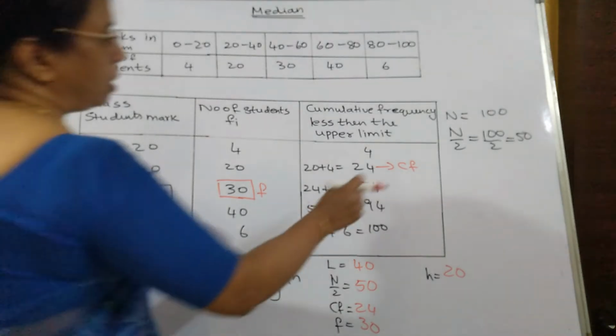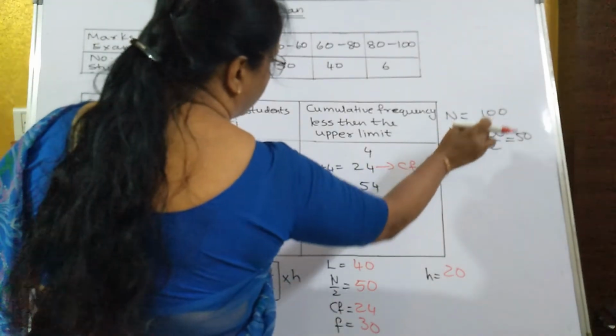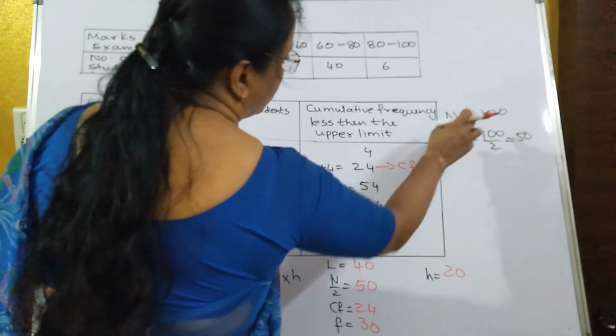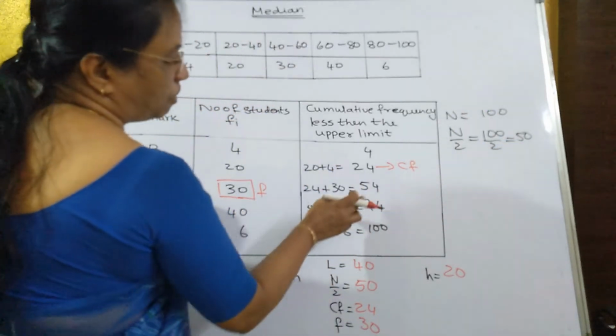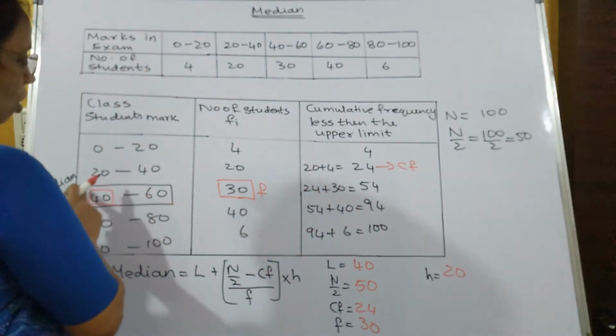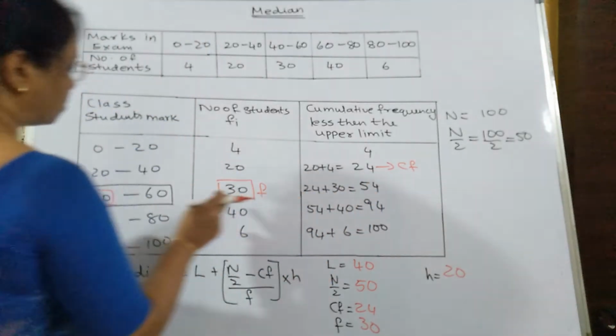So how to find out? N, we have got how much? 100. Whatever total you get, that is your final total, that is your n. When you divide n by 2, you get 50. 50 comes inside 54, so that particular row you're supposed to take.